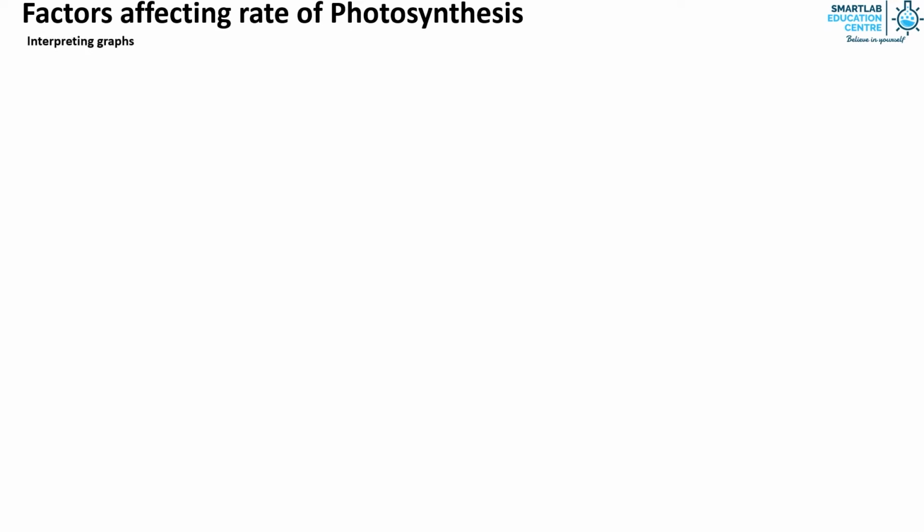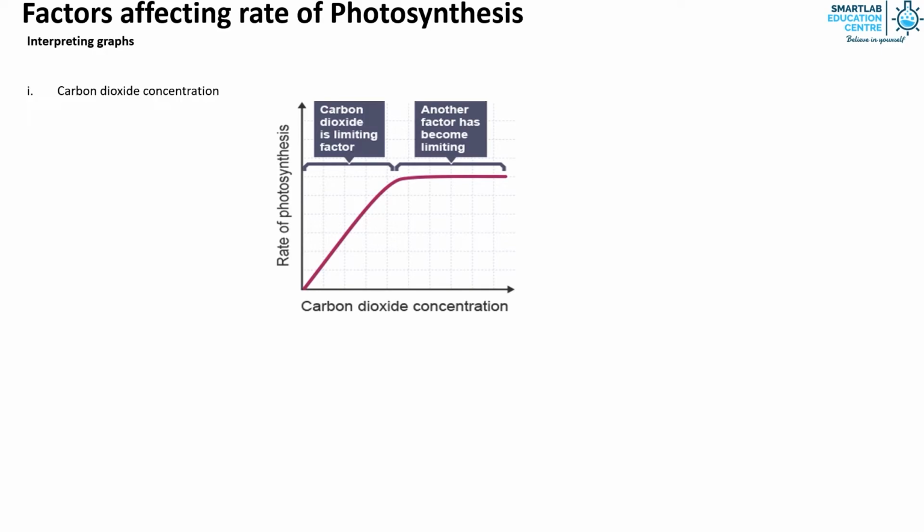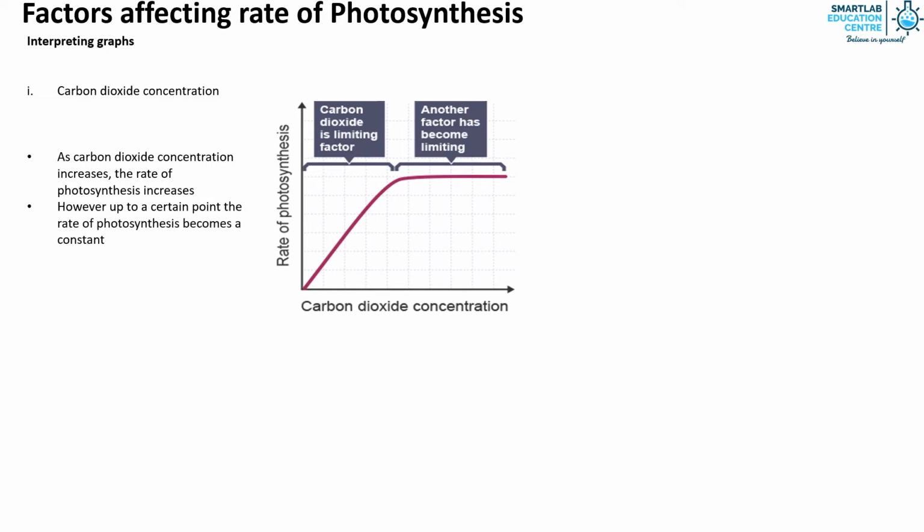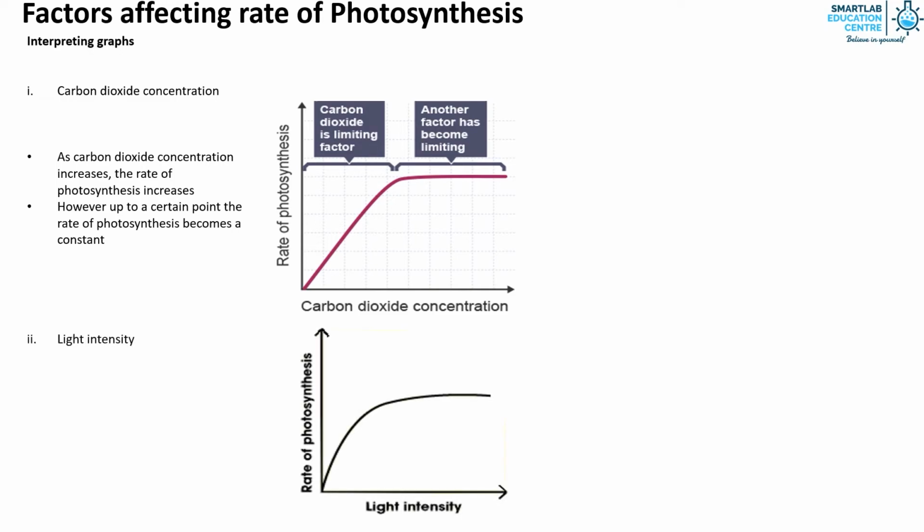Now we will look at some graphs and interpret them. First, we have the graph of rate of photosynthesis against carbon dioxide concentration. As carbon dioxide concentration increases, the rate of photosynthesis increases. However, up to a certain point the rate of photosynthesis becomes a constant. Second, we have the graph of rate of photosynthesis against light intensity. As light intensity increases, the rate of photosynthesis increases. However, up to a certain point the rate of photosynthesis becomes a constant.